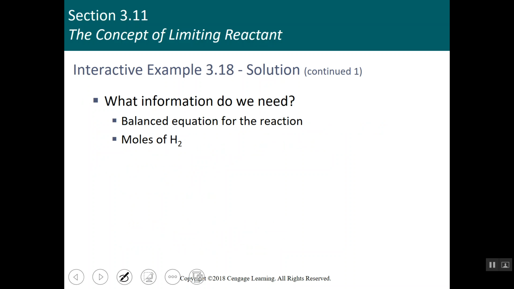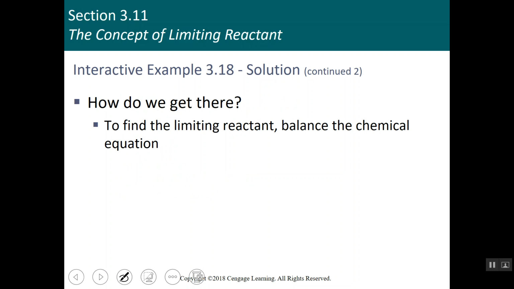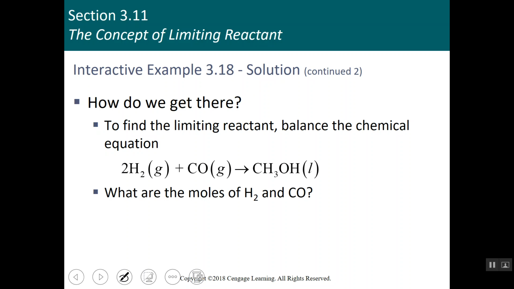So what do we need? We need a balanced equation. We need to know how many moles of hydrogen gas we have, how many moles of carbon monoxide, which one of those is limiting, and the amount of methanol produced. And how are we going to get there? We have to balance the chemical equation first. So the only thing we need to do was add a 2 in front of the hydrogen. Again, I encourage you to stop the video and balance that equation on your own.